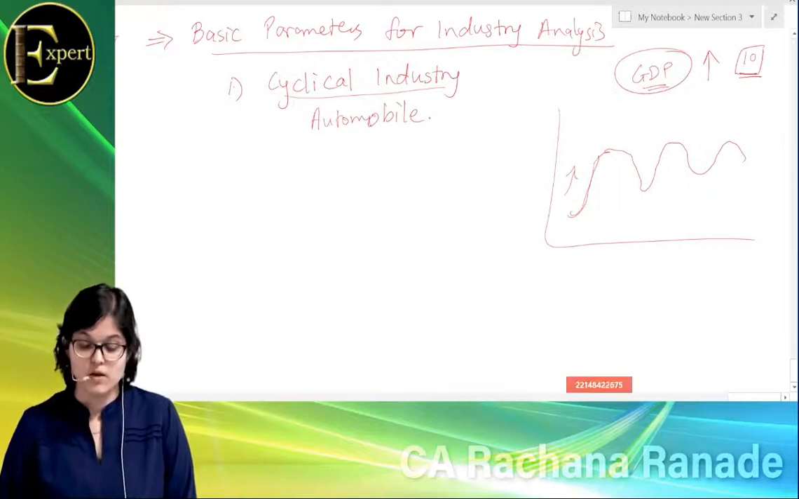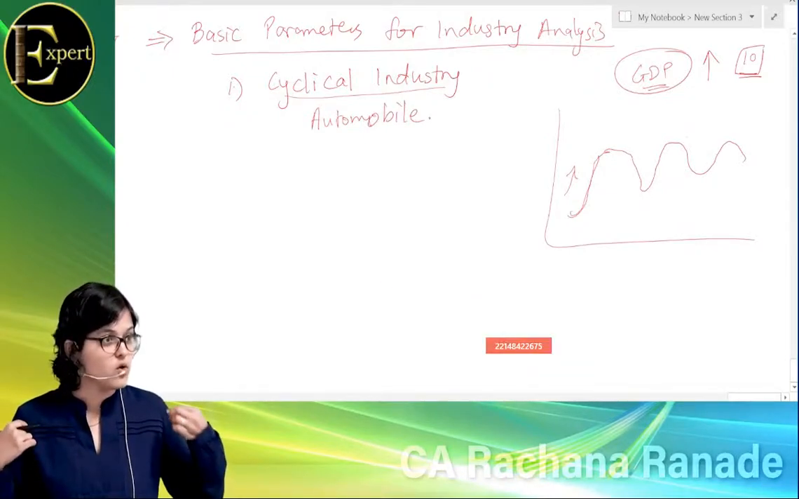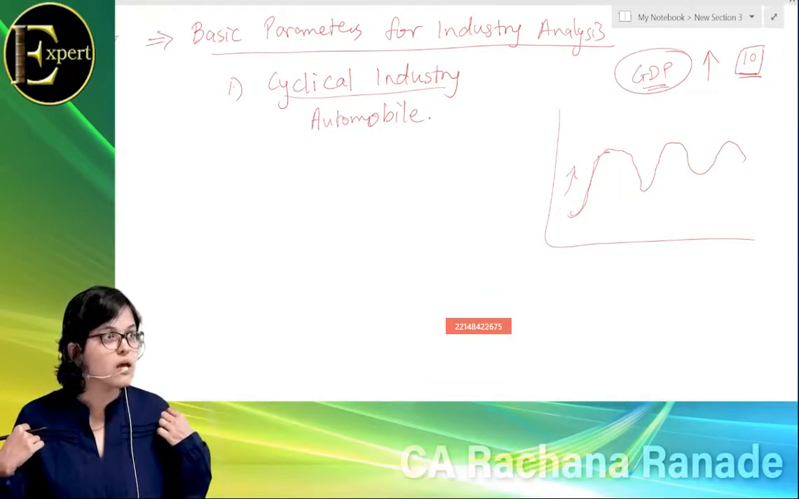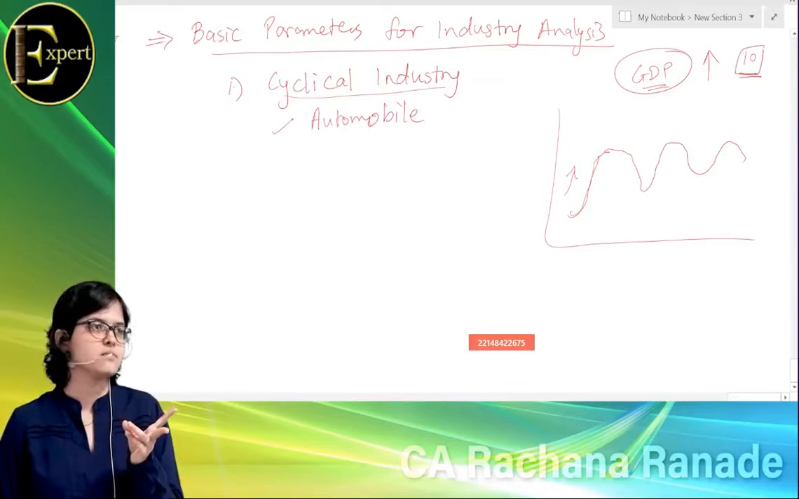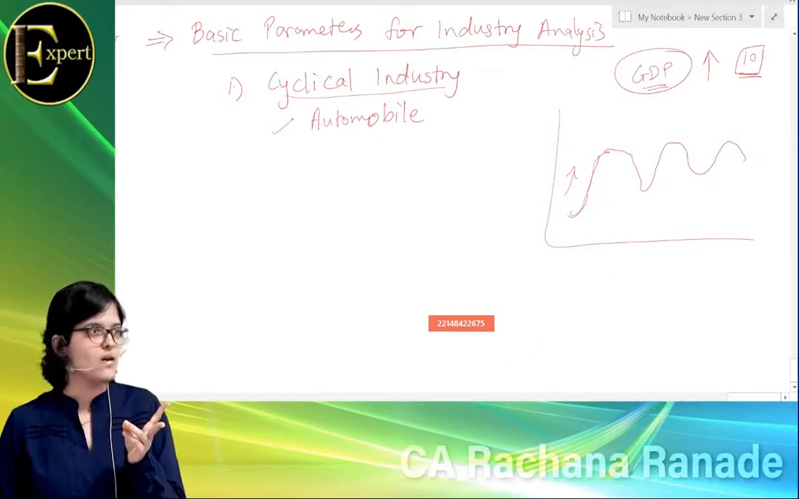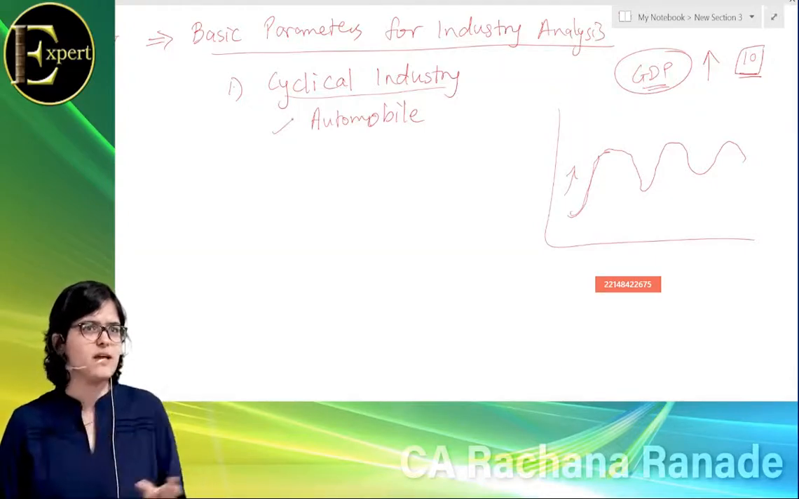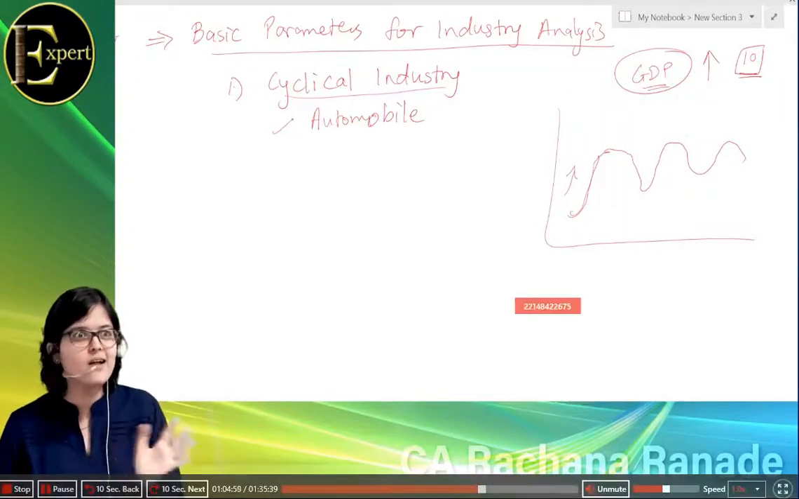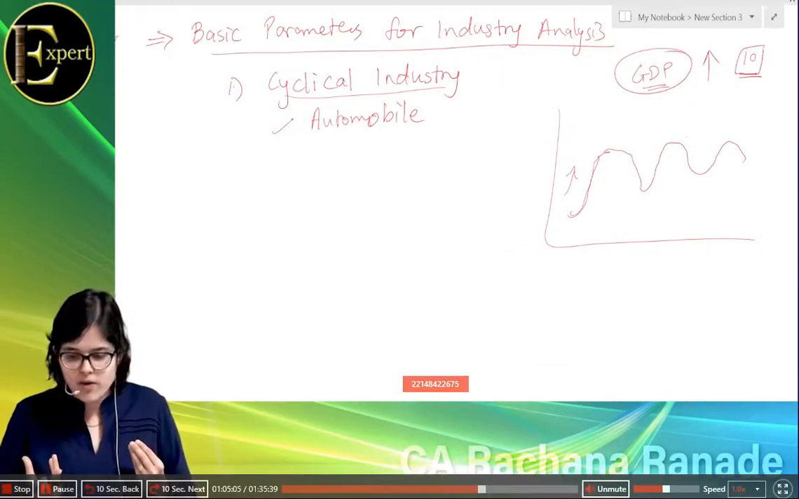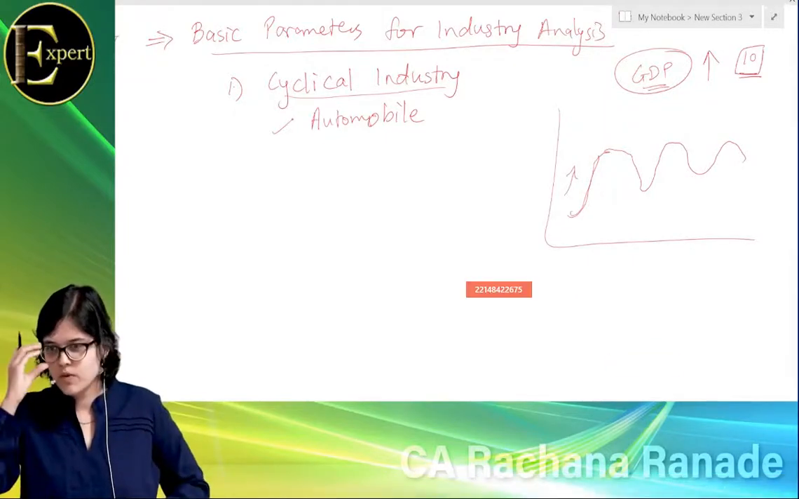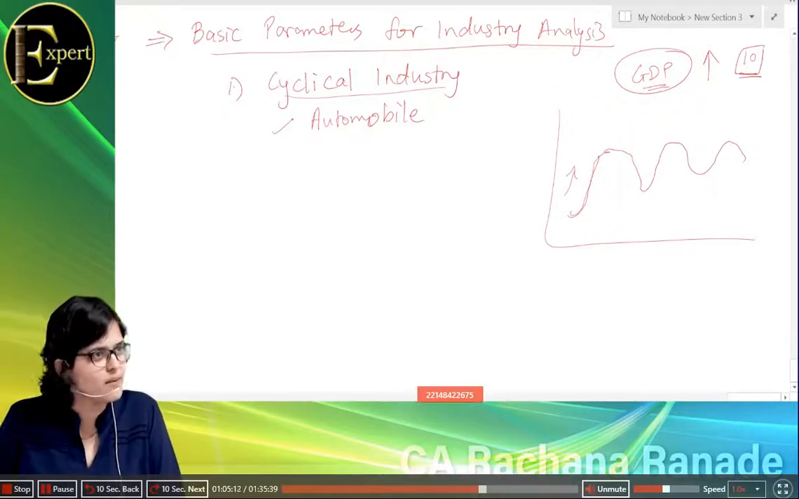Not necessary. Textile I will not consider in cyclical. Why? I'll tell you. Roti, kapda, makan is a necessity. Cyclical would generally be luxury, is what I believe. Correct? So quickly tell me, pharma, will this be cyclical or not cyclical? Not cyclical. It doesn't depend on what the GDP is. I need medicines. Correct? What about the food industry? Not cyclical. Are you getting my point?